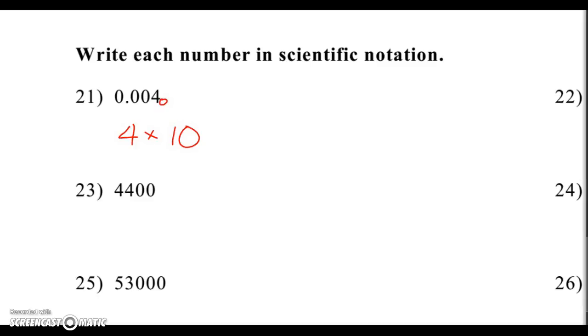Now, to get from the place where I want my decimal back to its original position, I have to go back 1, 2, 3 spots. So this is going to have to be to the negative third. So 4 times 10 to the negative third power is the same as 0.004. Alright. 23 and 25 are pretty similar.